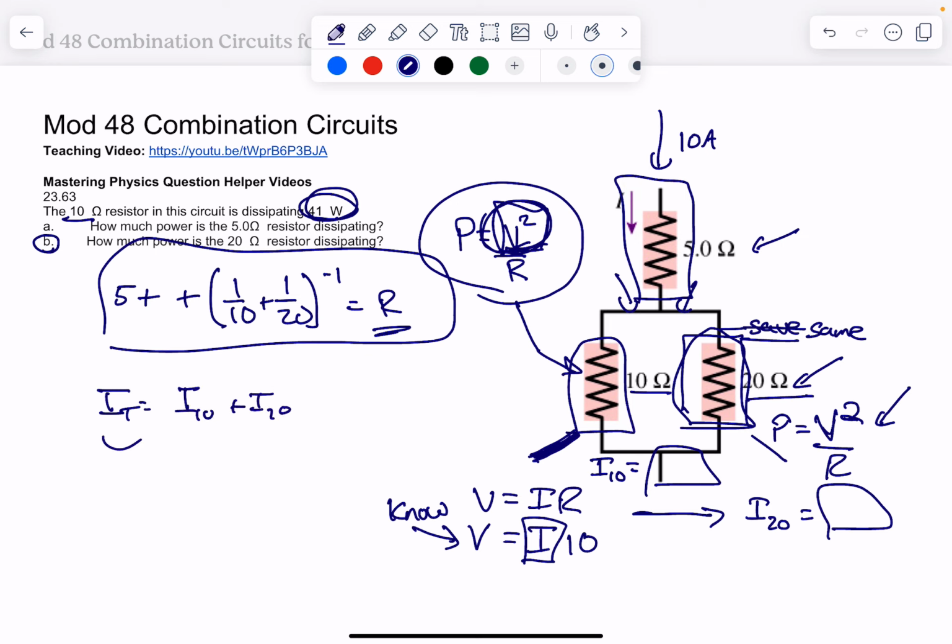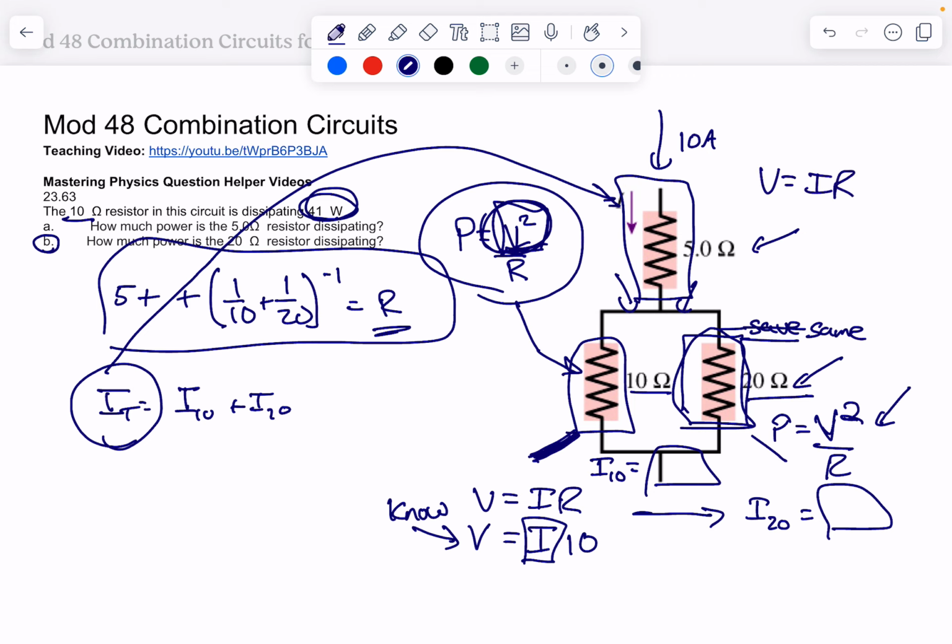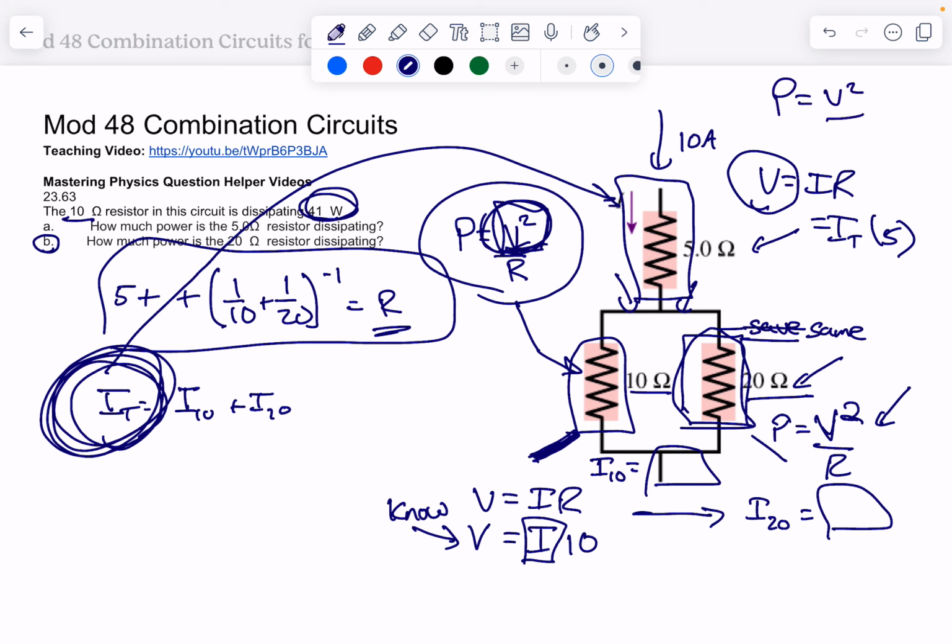But that current, the total current, is the current that's going to travel through. In a series circuit, the current is consistent. So if you know V equals IR, we're getting there, right? You know now this will equal I total times 5. And that will give you the voltage. And once you know the voltage, to get the power is still V squared over R. So once you know this voltage, call this the V5 for the 5 ohm resistor, then you'll do whatever that number is divided by R, which is 5.